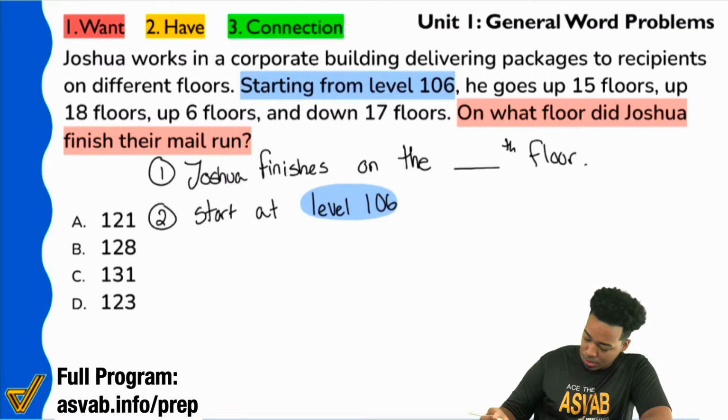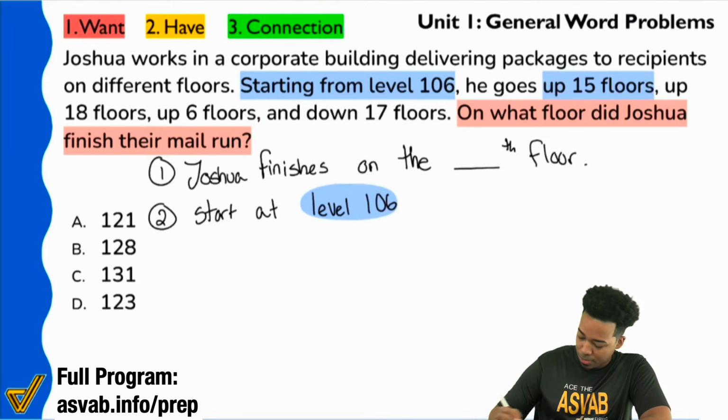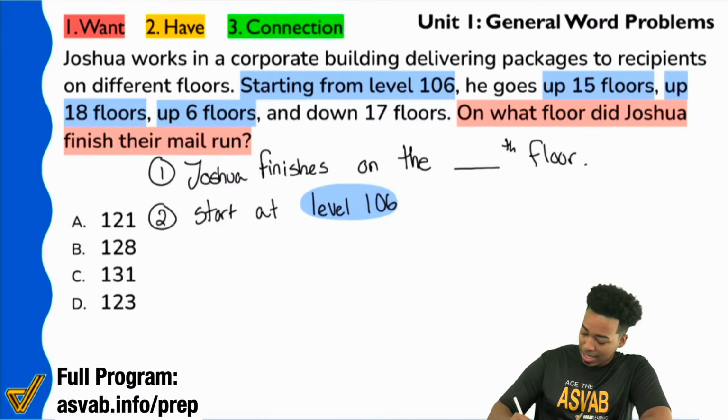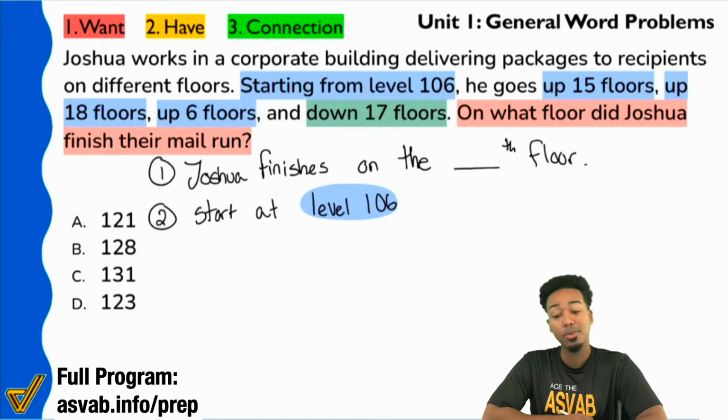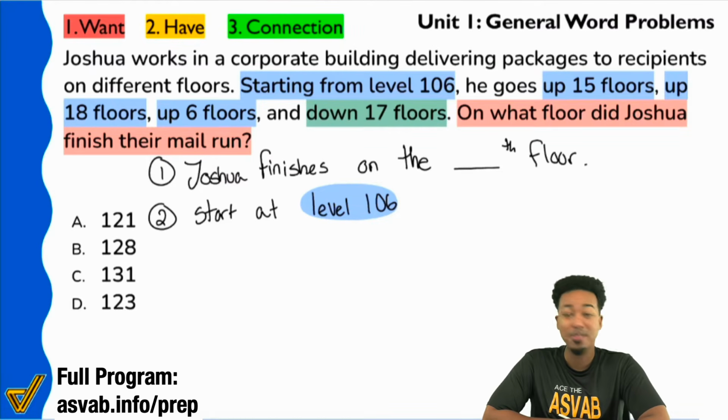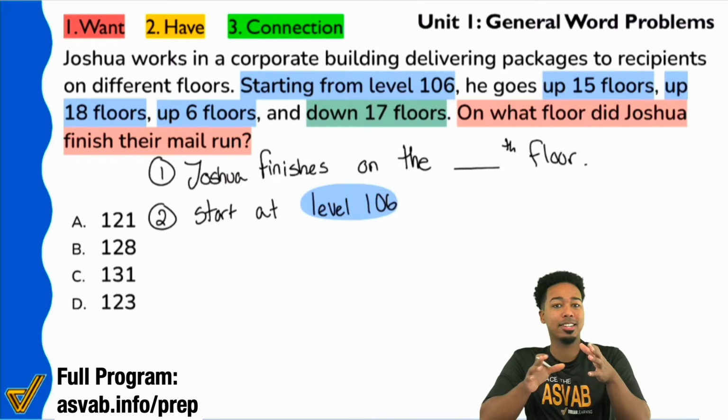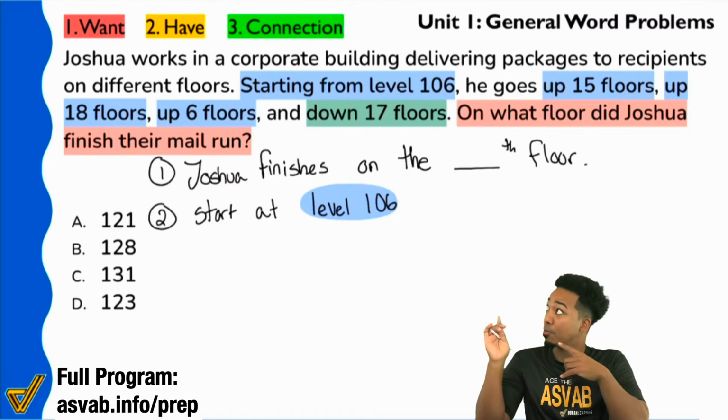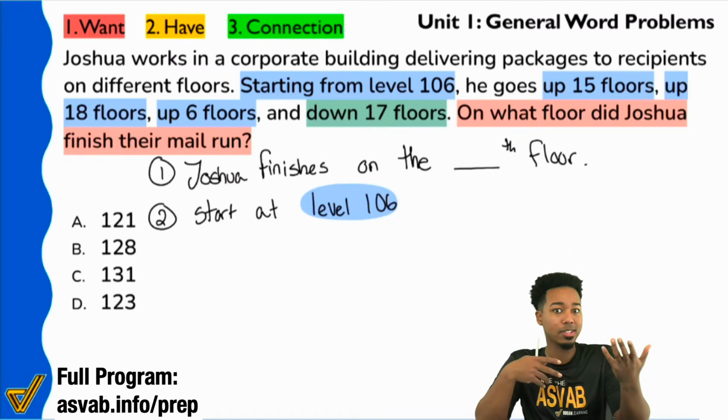Starting from level 106, we see that we go up 15 floors, up 18 floors, up 6 floors, and then lastly, don't get tricked, it says down 17 floors. So be careful. Be very, very careful. That way you don't accidentally include up as plus, down as minus, but then you miss the minus and you accidentally use a plus. You don't want that.